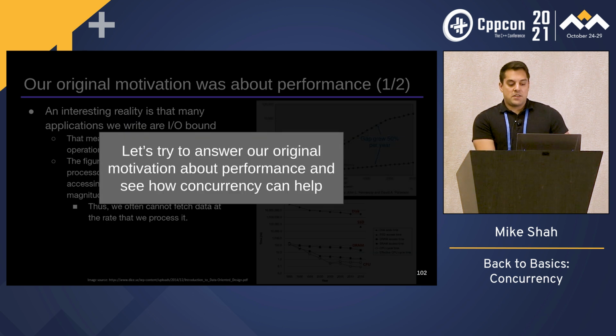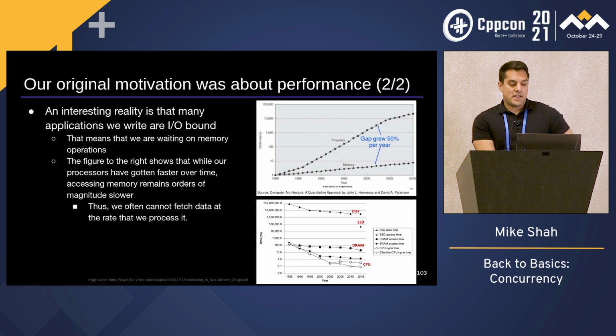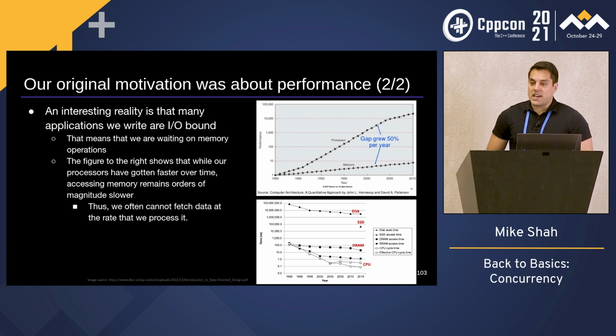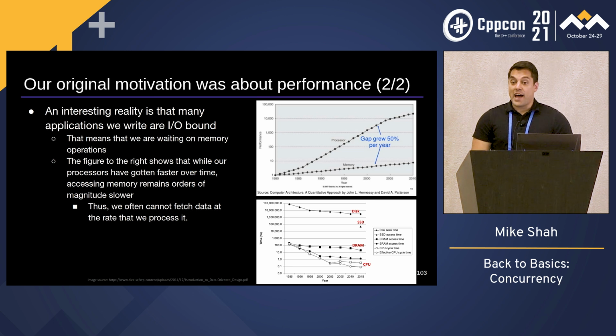All right, so getting to our original motivation here, now that we know some of the primitives about performance and showing how concurrency can help us. An interesting performance thing to think about is how we're often bottlenecked by input-output, or I/O, whether that's reading from a disk or reading from network.